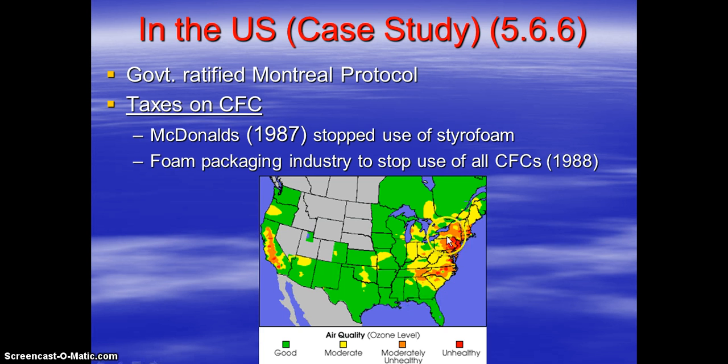But notice that ozone issues are definitely related to how urban an area is. The redder on this map, the worse the ozone air quality is. And a lot of that has to do with smog.